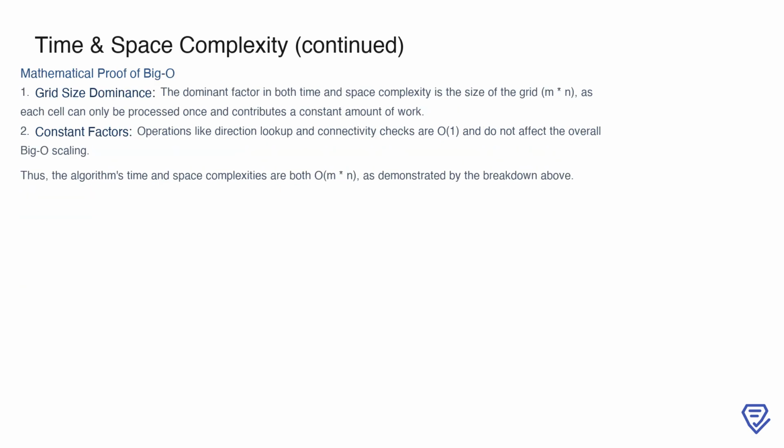Finally, let's summarize why the algorithm's time and space complexities are both O(m*n). The dominant factor here is the size of the grid itself, as every cell contributes a constant amount of work and must be processed exactly once. Operations like direction lookups and connectivity checks are performed in constant time, or O(1), which does not affect the overall scaling. This means that as the grid size grows, the time and space requirements grow linearly with the number of cells in the grid. Therefore, both the time and space complexities are conclusively O(m*n), as demonstrated in the earlier breakdown.